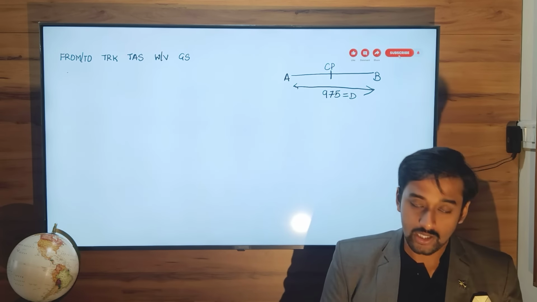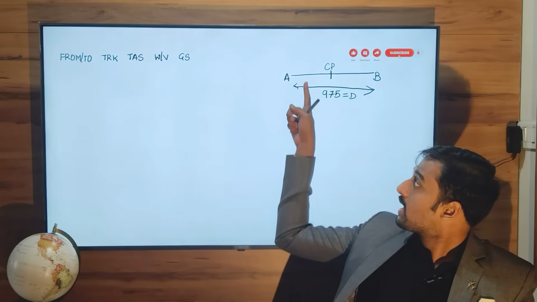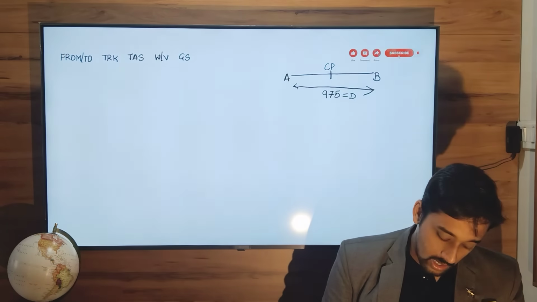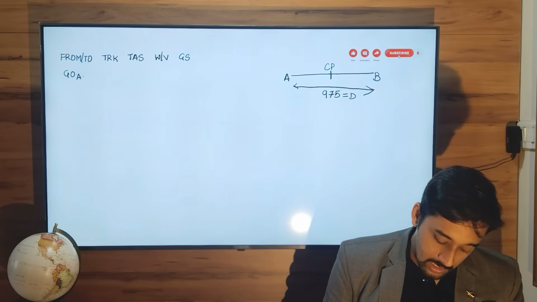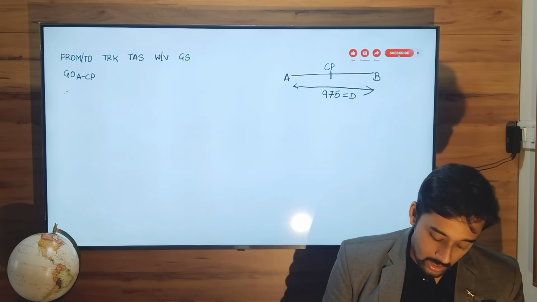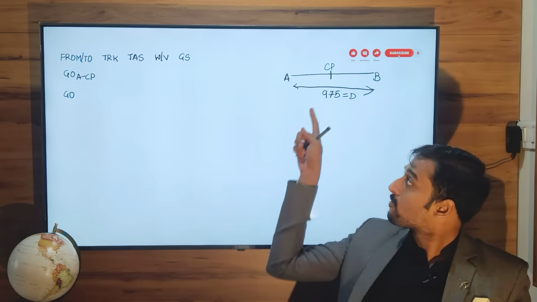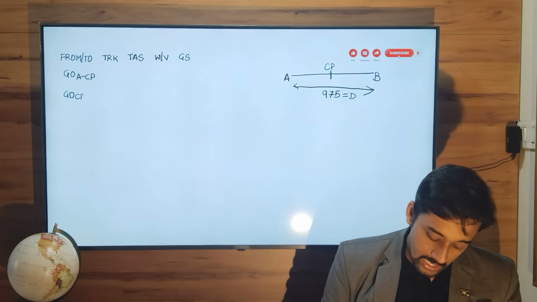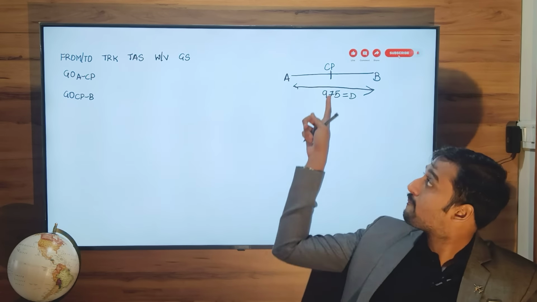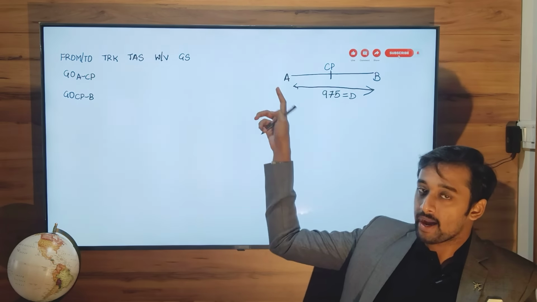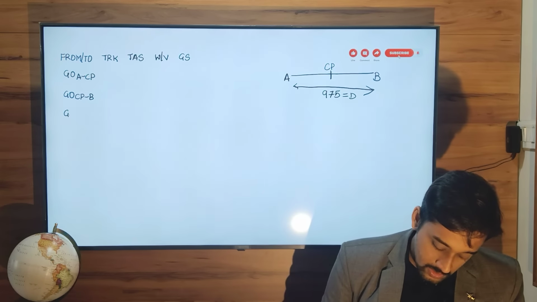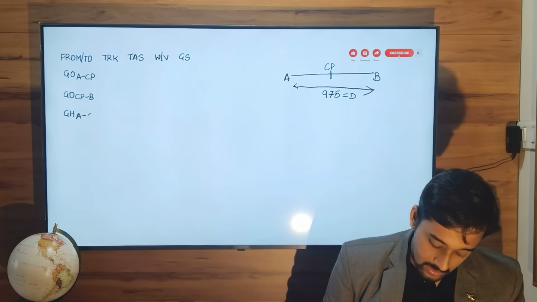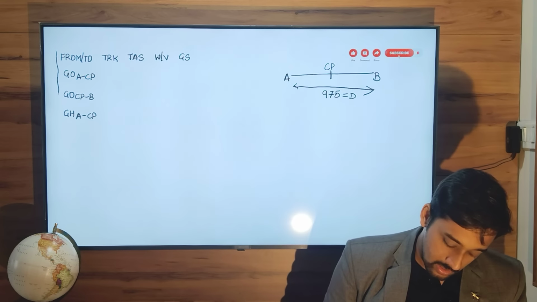Next, first point, you will be going from A to CP. So ground speed outbound from A to CP. Then you will be continuing outbound from CP to point B, so CP to B, and in case you want to come back from CP, you will come back to point A. So ground speed homebound from CP to A. So let's draw a table.